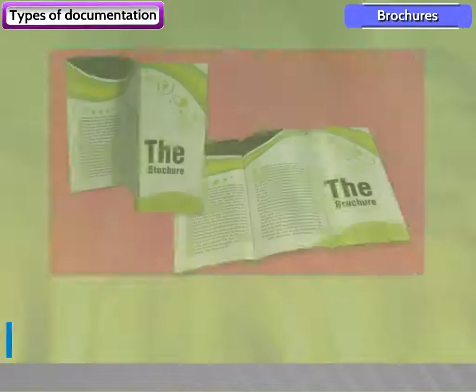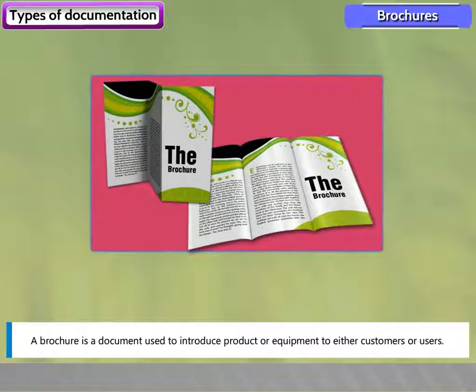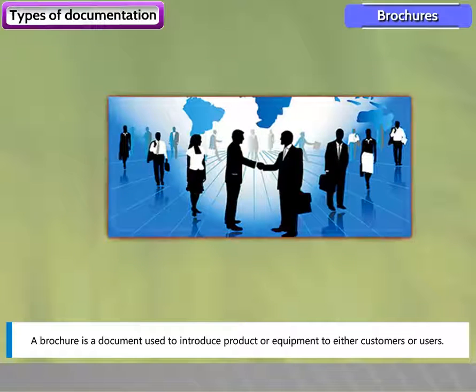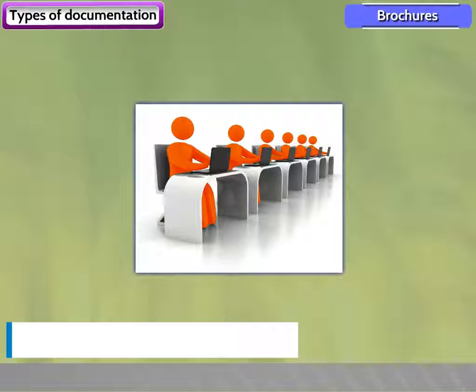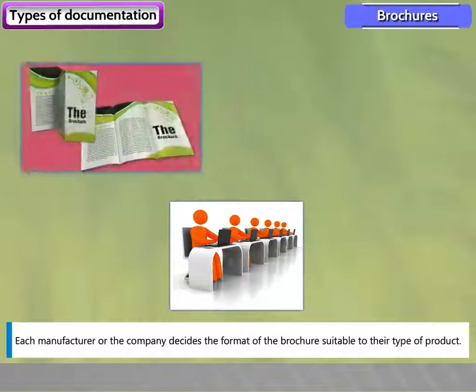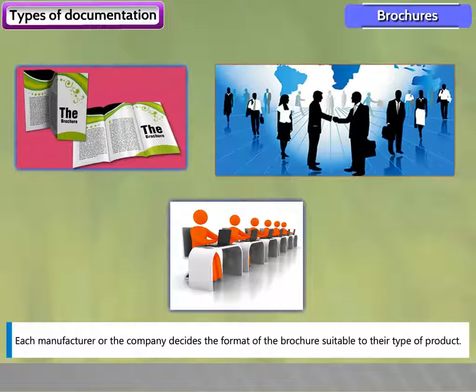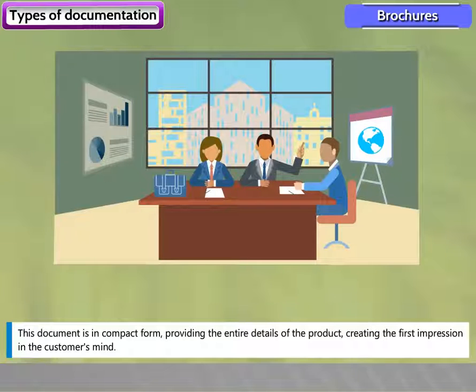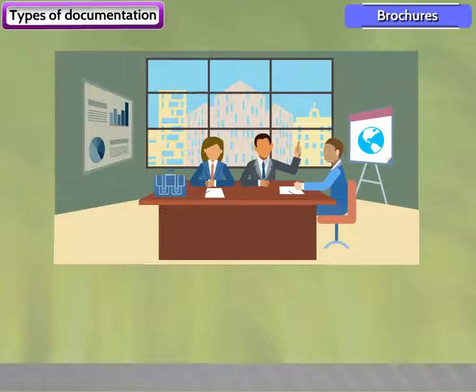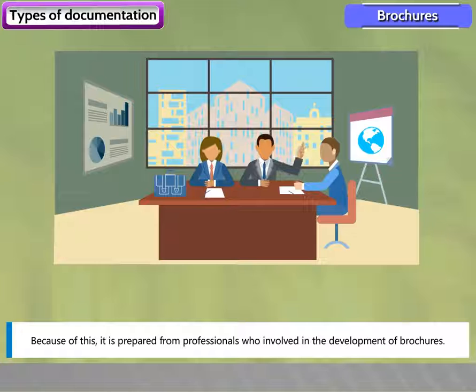Brochures. A brochure is a document used to introduce a product or equipment to either customers or users. Each manufacturer or company decides the format of the brochure suitable to their type of product. This document is in compact form, providing the entire details of the product, creating the first impression in the customer's mind. Because of this, it is prepared by professionals who are involved in the development of brochures.